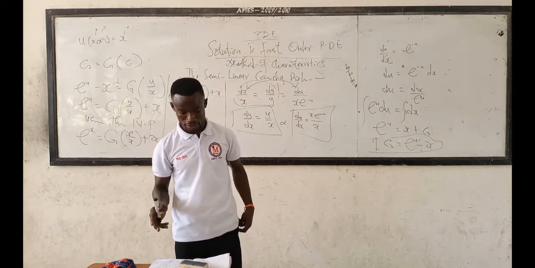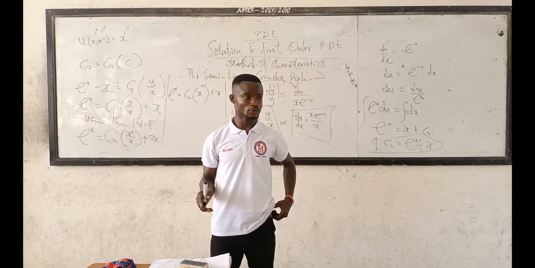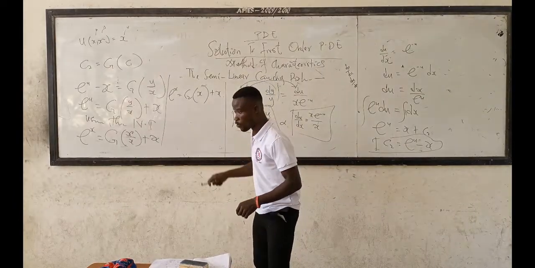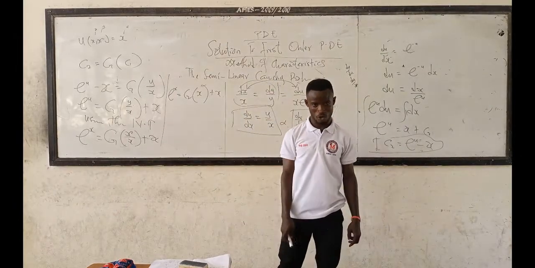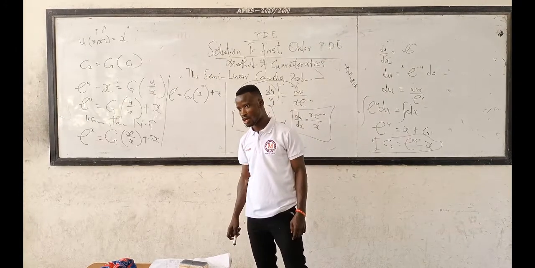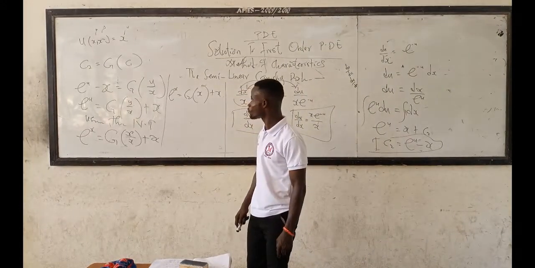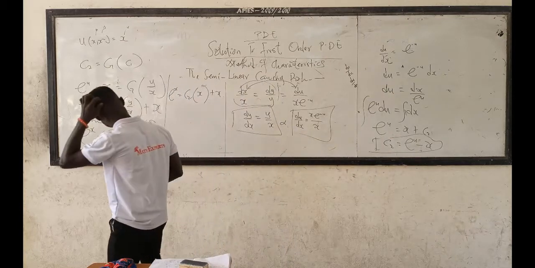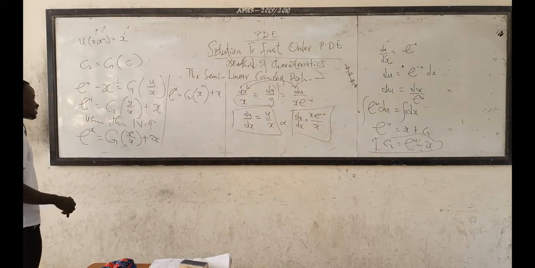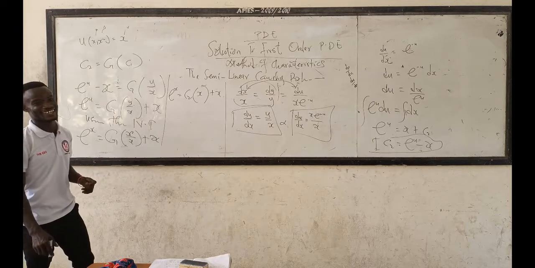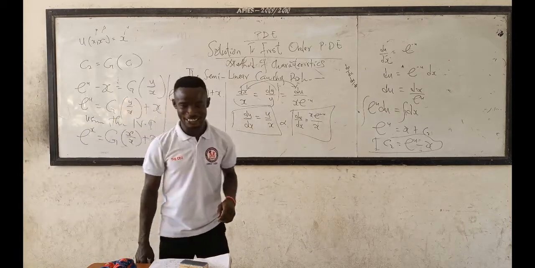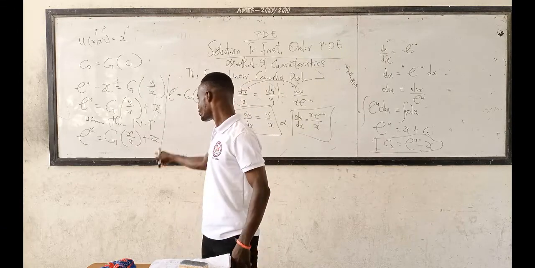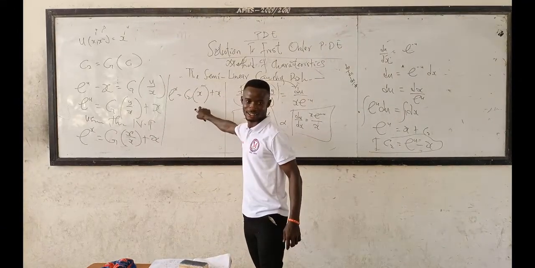Any question up to here? Hope no question up to here. Now, what are we looking for? The solution. We are looking for the G. You are looking for the G. So what is G? An alphabet. So make G the subject.